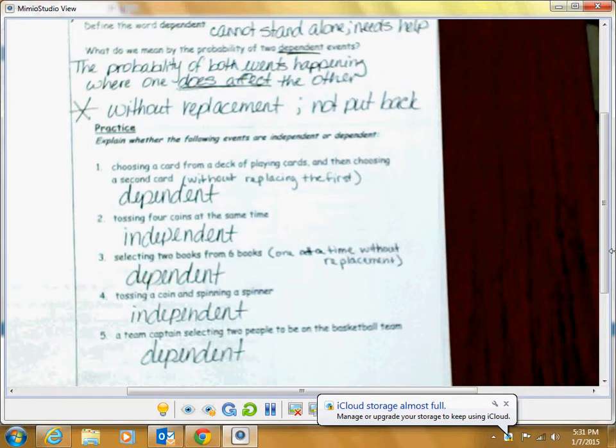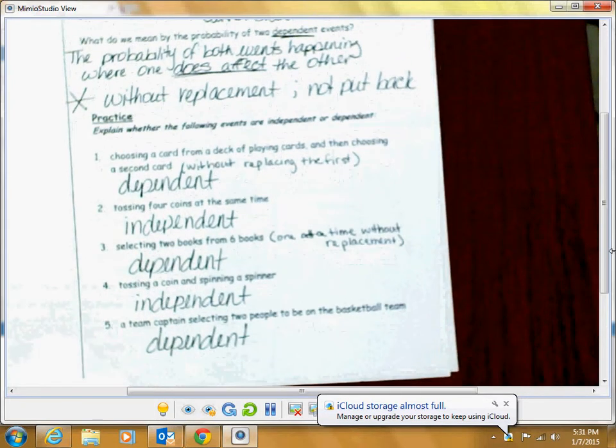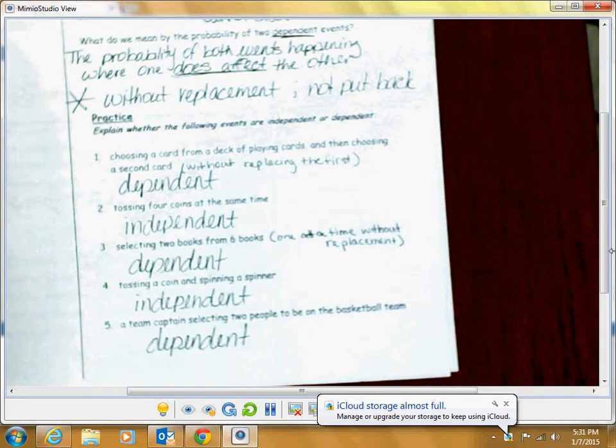So that's dependent. Number 4, tossing a coin and spinning a spinner. We got 2 separate things, a coin and a spinner. Neither one has anything to do with the other, so they're independent.